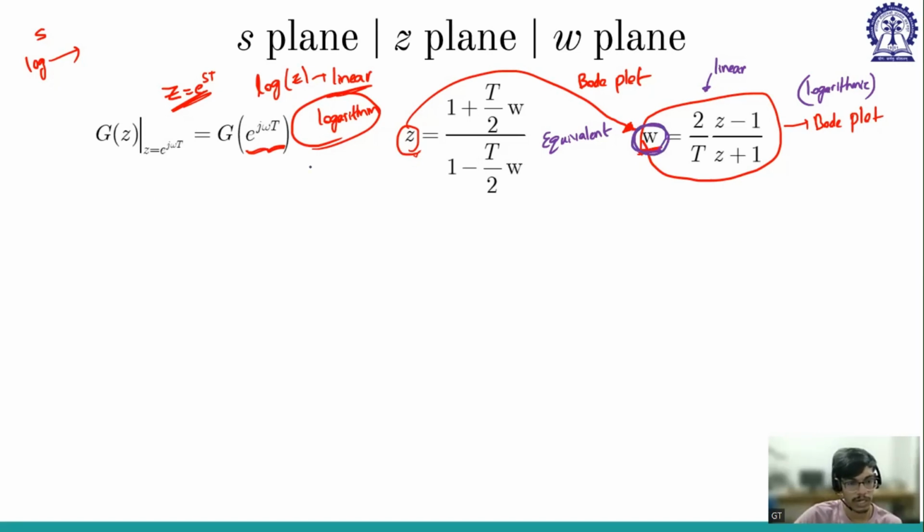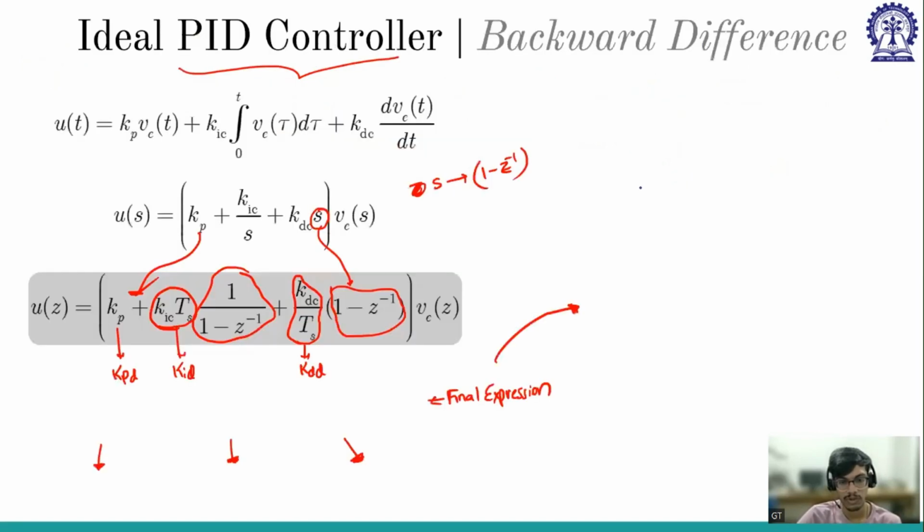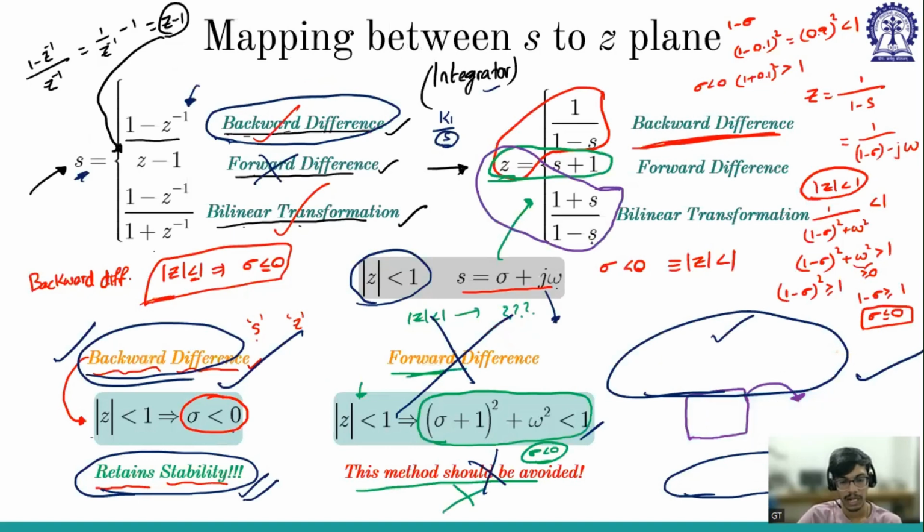So the z domain is exponential, right? Sir, is there any proof of how we are getting z equal to 1 plus T by 2 omega and all? Yes, actually, this is nothing but s itself. From the bilinear transformation, you will get the same thing.